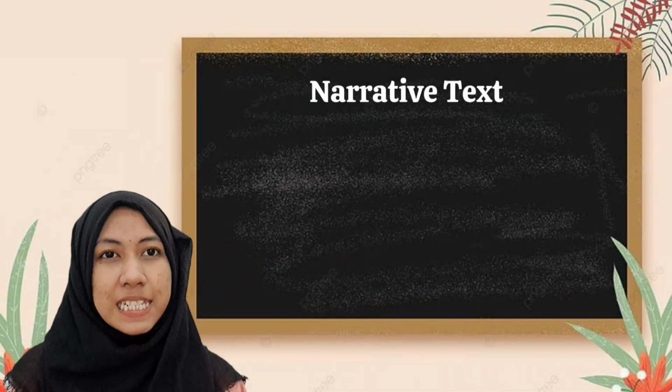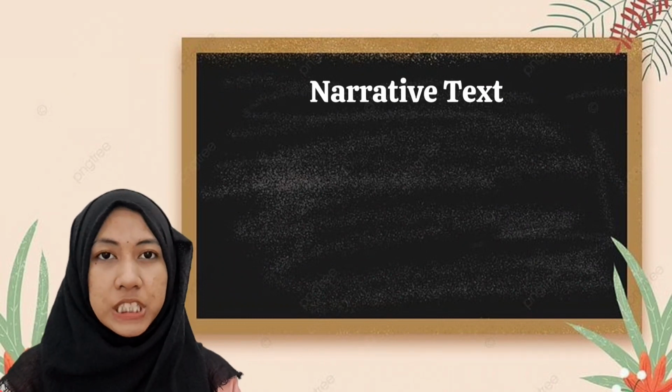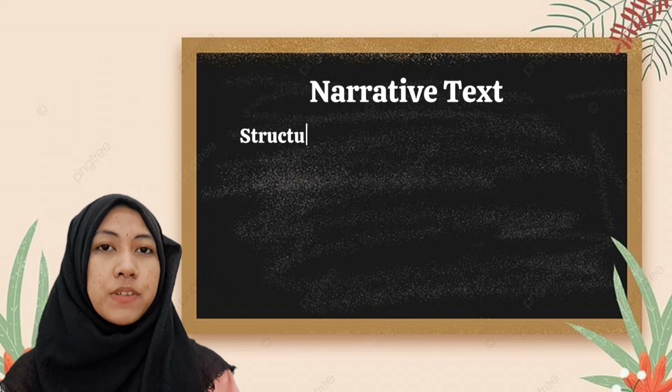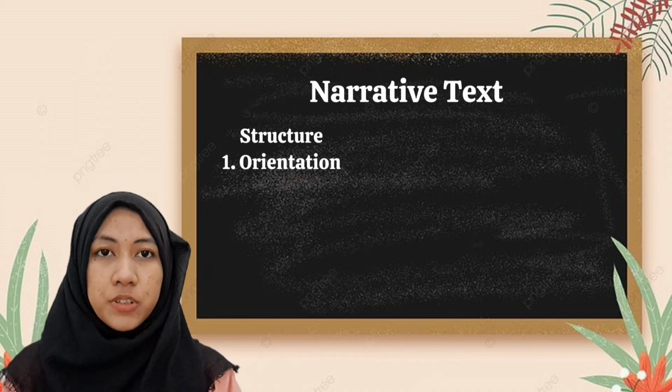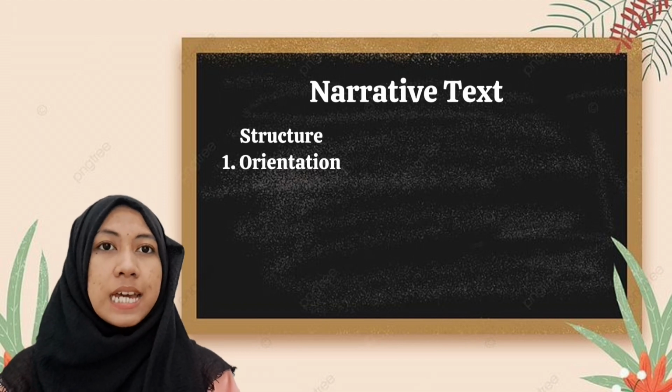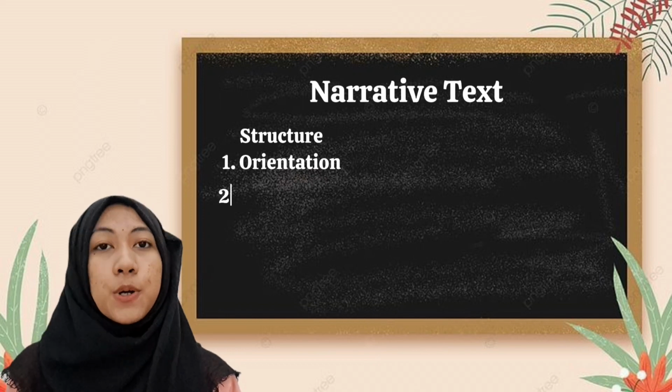Narrative text is a text that tells a story or recounts a series of events in chronological order. So for structure, the first is orientation. This orientation contains an introduction to the characters and settings involved in the content of the story. Then the second is complication.